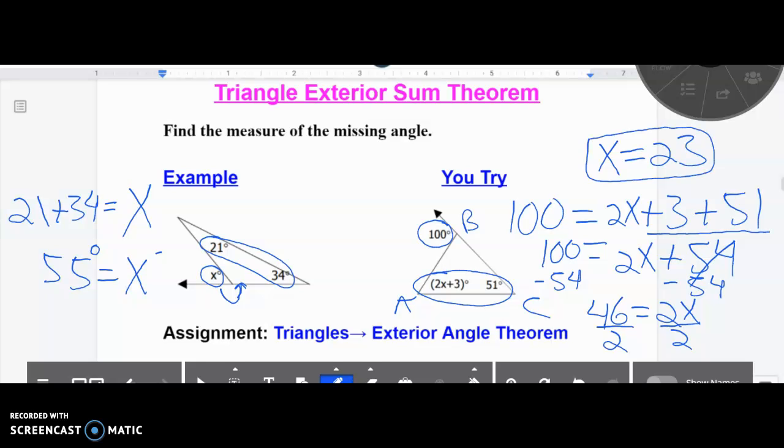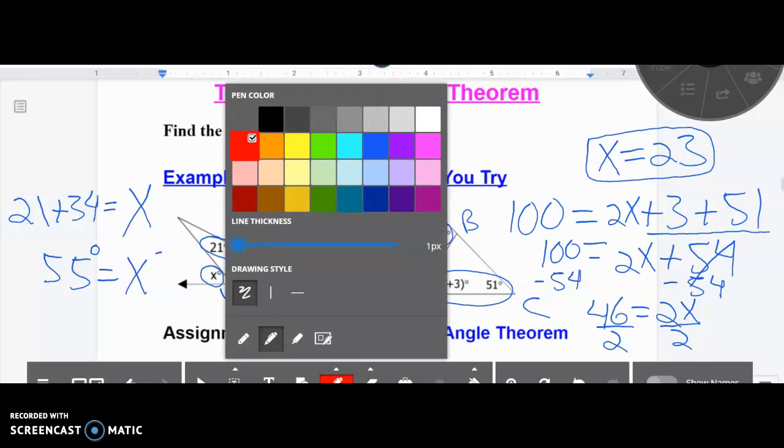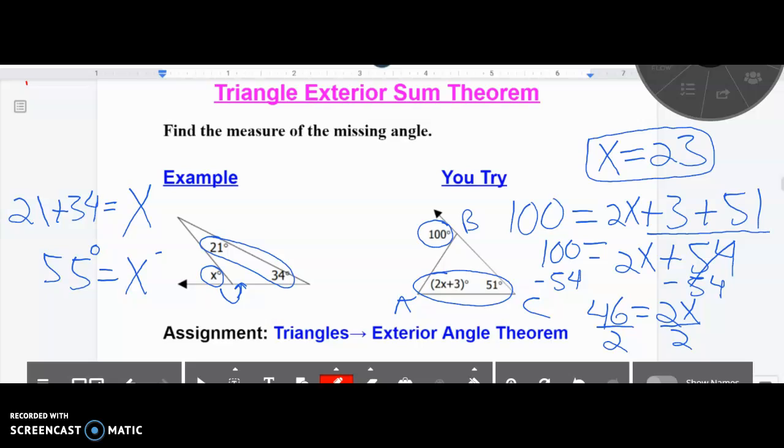You would be done. But let me use a different color for this. Okay, let's pretend that they're asking for the measurement of angle A, which the problems that you do today will. Let's pretend that they're asking for A. Yes, one of the steps is finding x.